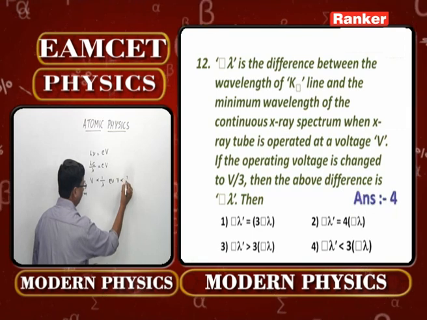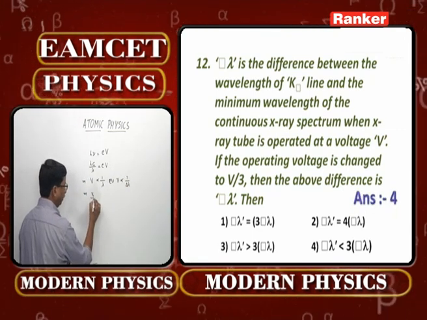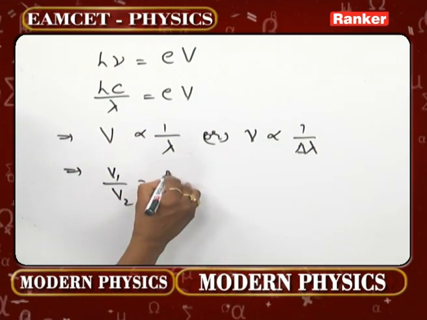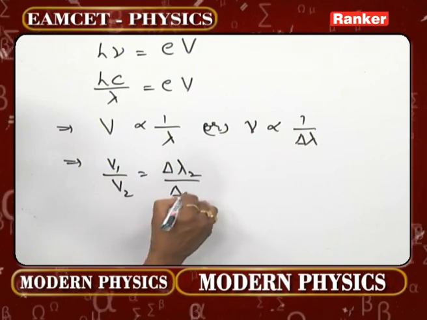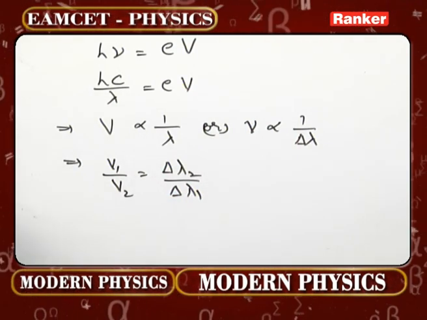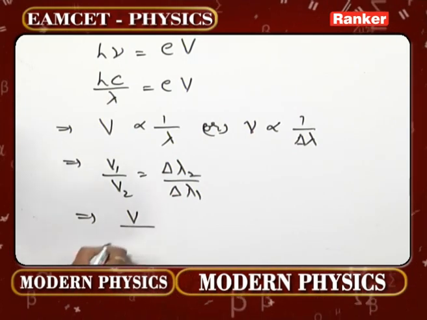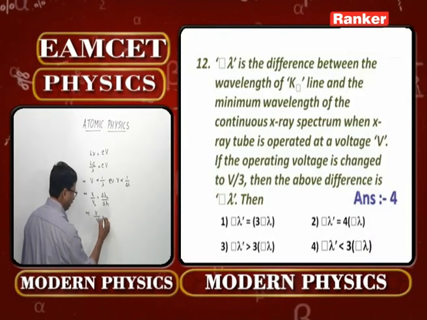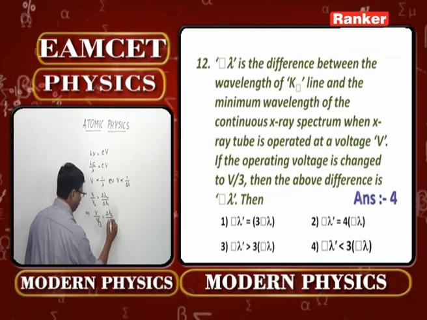V is inversely proportional to 1 by delta lambda. So we can write V1 by V2 is equal to delta lambda 2 by delta lambda 1. Now what is V1 given? It's V. What is V2 given? It is V by 3. That is equal to delta lambda 2 by delta lambda 1.